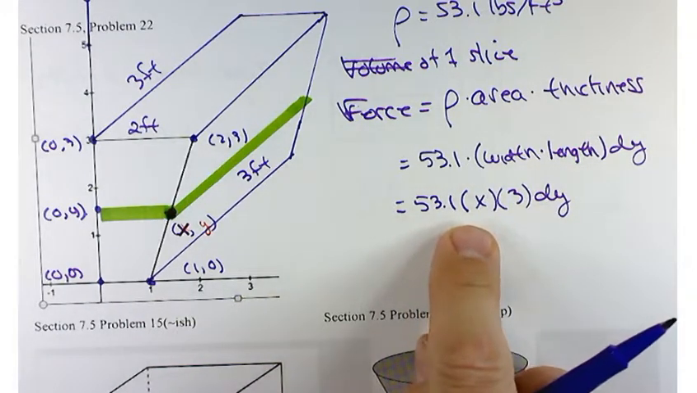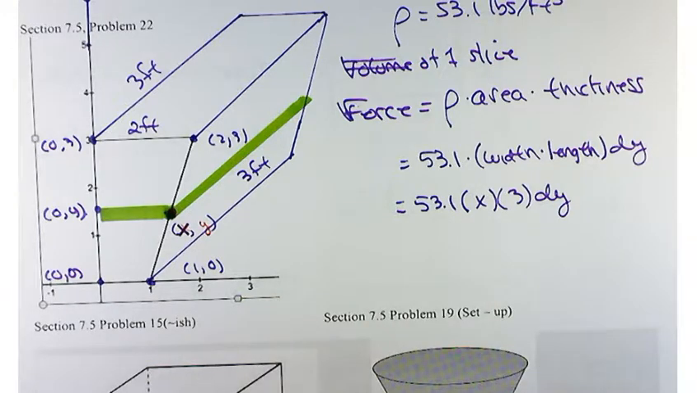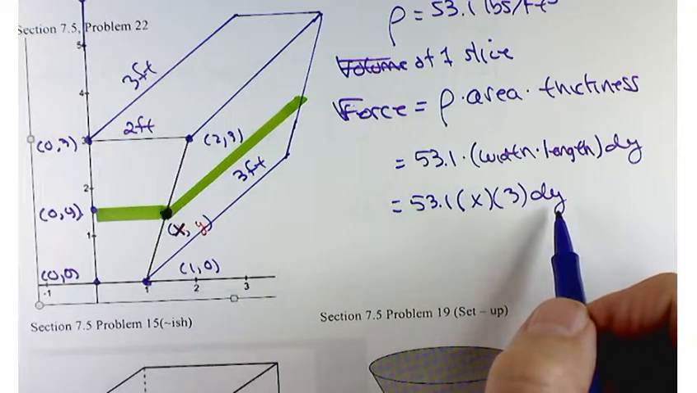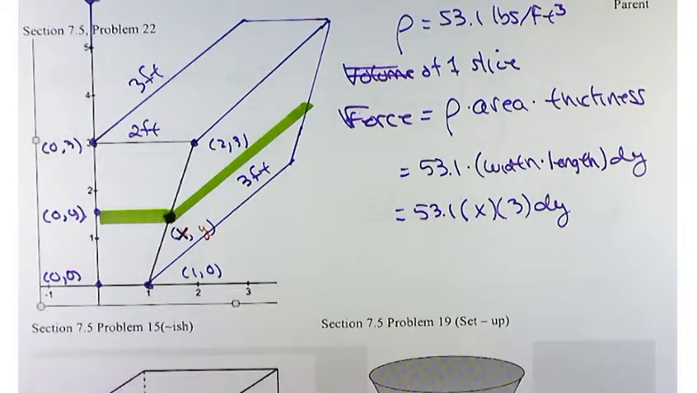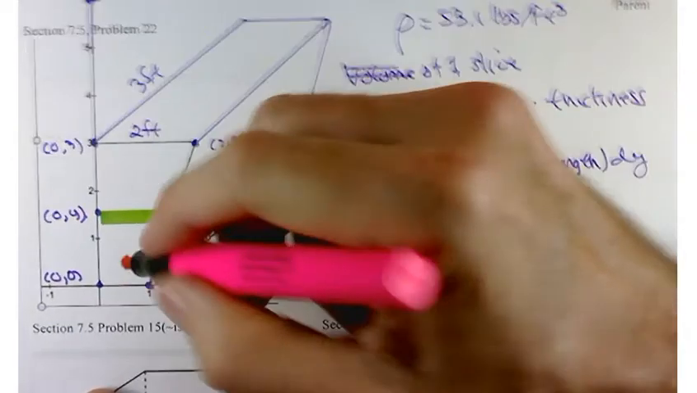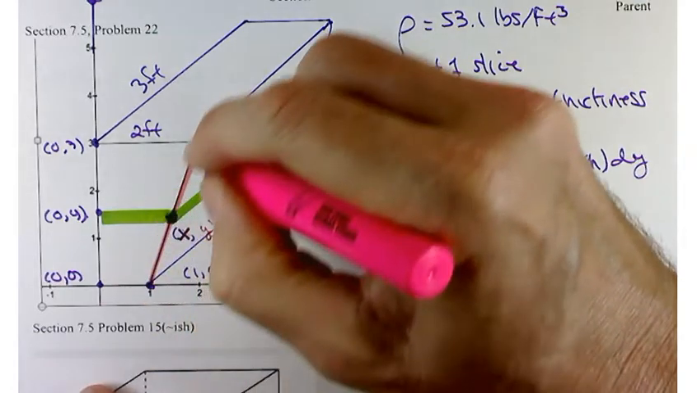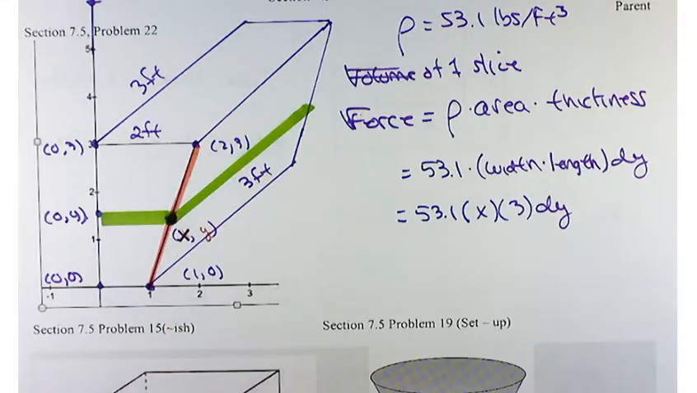But there's a problem here. The problem is this is in terms of x, but our integral has to be in terms of y. So what we need to do is we need to find the equation of this line right here. So that line. What's the equation of that line?